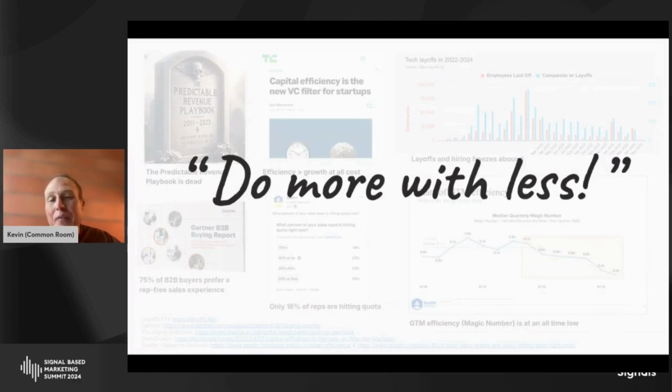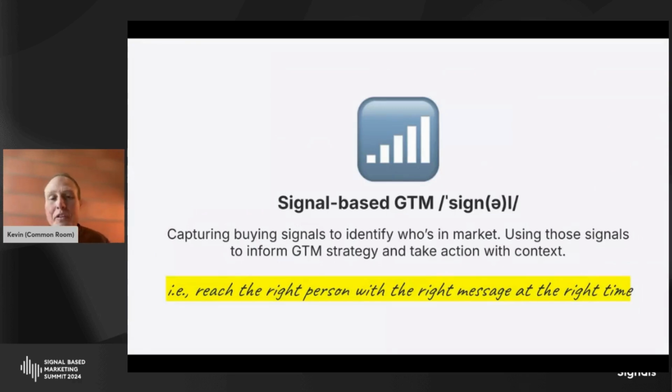One way to do that in a really effective way is through using signals to inform go-to-market, and then also to use them for personalized outbound and prioritization and all sorts of stuff. So let's level set on what that means. What does signal-based go-to-market mean? It's essentially capturing buying signals, but not only that, also identifying the person, like David was talking about, identifying who's in market, what accounts those signals roll up into, and then using them to inform your go-to-market strategy, and then taking action with context.